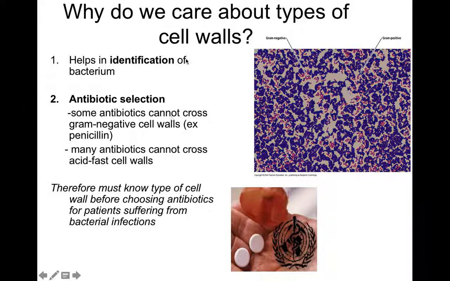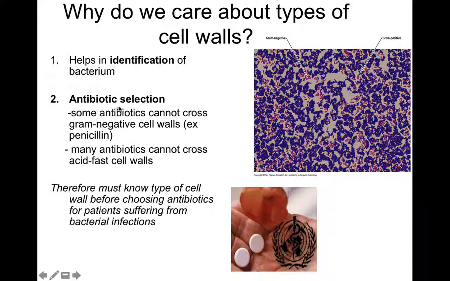So why do we care about the different types of bacterial cell walls? Really important, folks. It's like one of the first steps in trying to identify an unknown bacterium, to know if it's a gram-positive bacterium, gram-negative bacterium, or acid-fast bacterium. Really important. And then knowing the identity of the pathogen is going to help with determining maybe prognosis for the patient. It also gives an early indication, possibly, of what kind of antibiotics you should use.